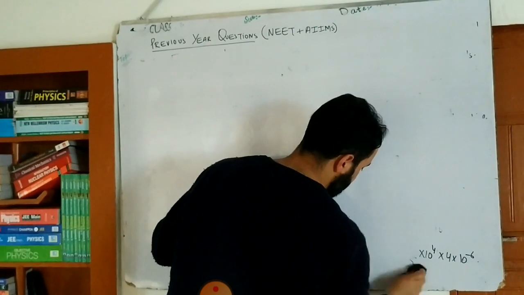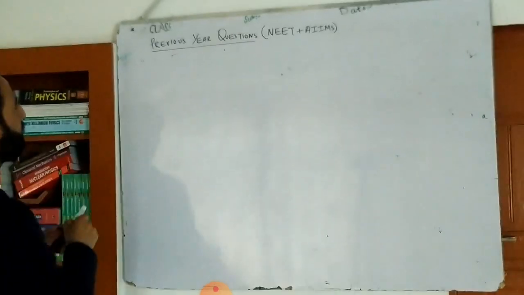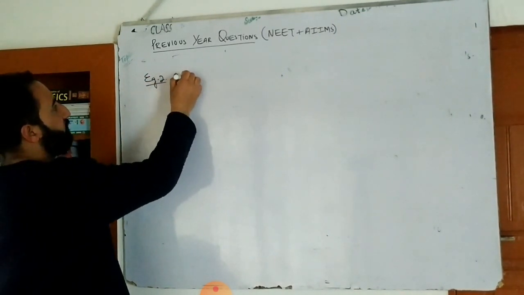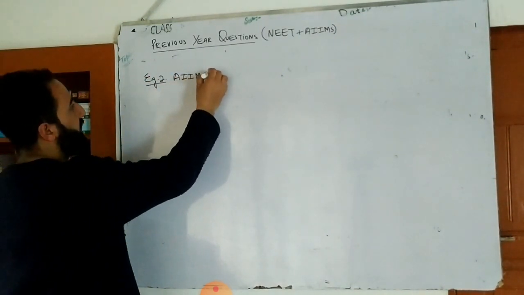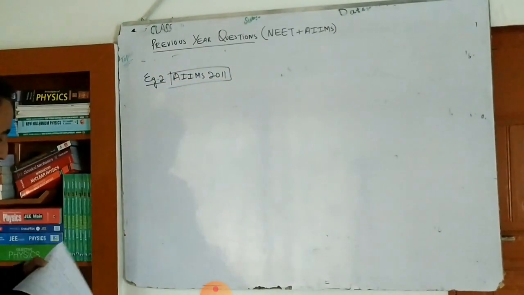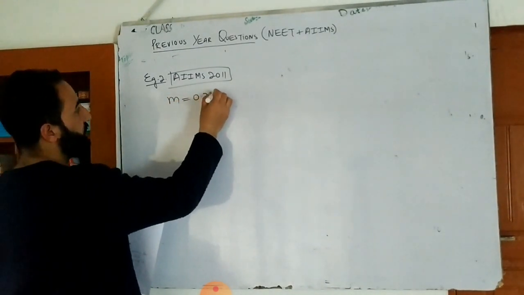Okay, now concentrate. Now there's one more example, example number 2, and example number 2 was asked in AIIMS 2011. The example is like this: the mass of a particle is given to you. Mass of the particle is how much? That is equal to 0.2 kg. It is given to you.